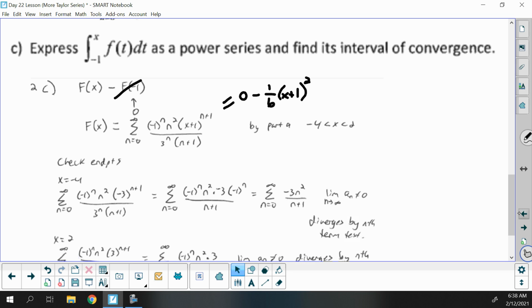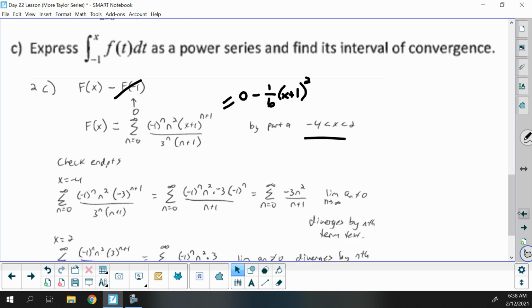So have your exponent go up 1 to n plus 1 and divide by n plus 1, and that represents your antiderivative of that original part that they had given us. We know our derivative and antiderivative will have the same interval of convergence, possibly differing at the endpoints. So that's why we can skip the ratio test and just take our answer from the previous part.